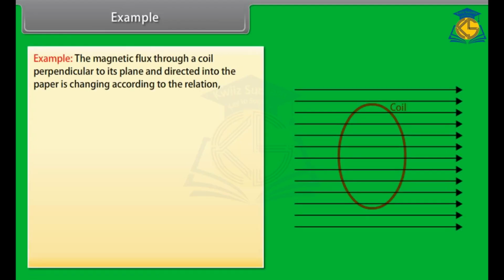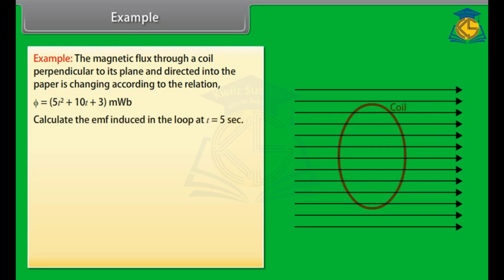The magnetic flux through a coil perpendicular to its plane and directed into the paper is changing according to the relation Phi is equal to 5t square plus 10t plus 3 milliWeber. Calculate the EMF induced in the loop at t equal to 5 seconds.